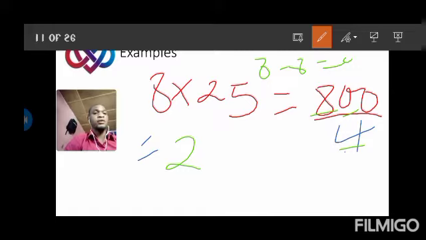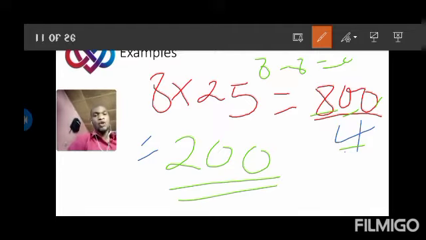How many times can 4 go in 0? It's 0. How many times can 4 go in 0 again? It's what? 0. That makes the answer 200. I believe that's clear. So just adding 2 zeros at the back of the number means we are multiplying the number by 100.